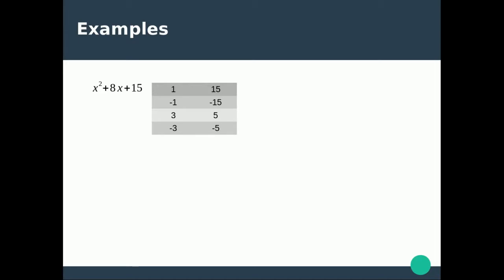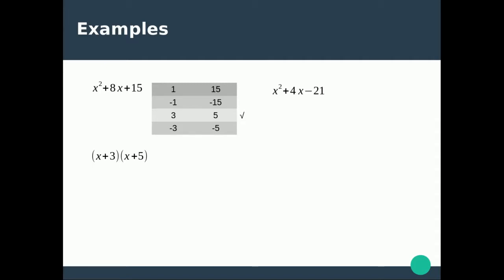The question is which pair, if we were to add them together, will give us the x coefficient, which two when added together give us 8. And we can see that that's 3 and 5. So they're the two values that go in our bracket. So we have x with a positive 3 and x with a positive 5. Let's have a look at one more example.